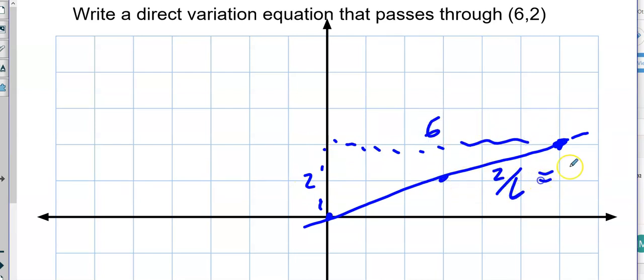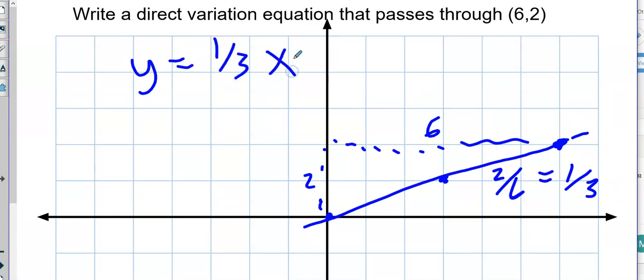So that's really equal to 1/3. Yeah, that makes sense. Like you go up 1 over 3, up 1 over 3, get to the next point. So that's your k value. It does go through 0, 0. So your equation is y equals 1/3 x. Right? You're just finding the slope of the graph.